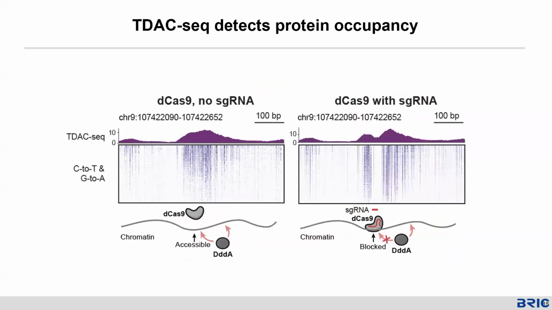Additionally, TDAC-seq can detect protein binding through mutational footprints. To test this, we parked dCas9 at the target region using guide RNA and compared it to a condition without the guide. So you can see that there's a depletion inside the open region when the dCas9 protein is sitting on the DNA and protects that DNA sequence from getting mutated. So this demonstrates TDAC-seq's ability to detect protein occupancy.